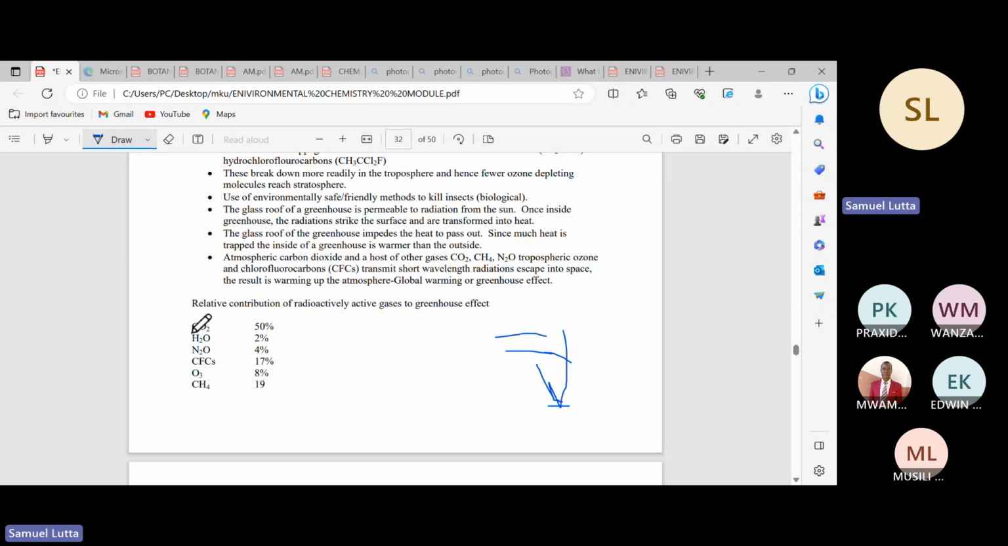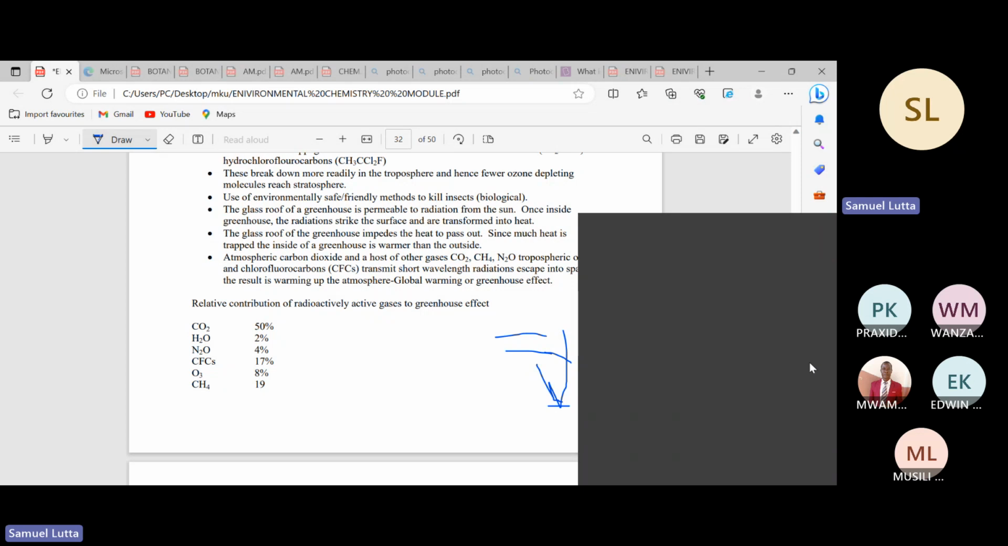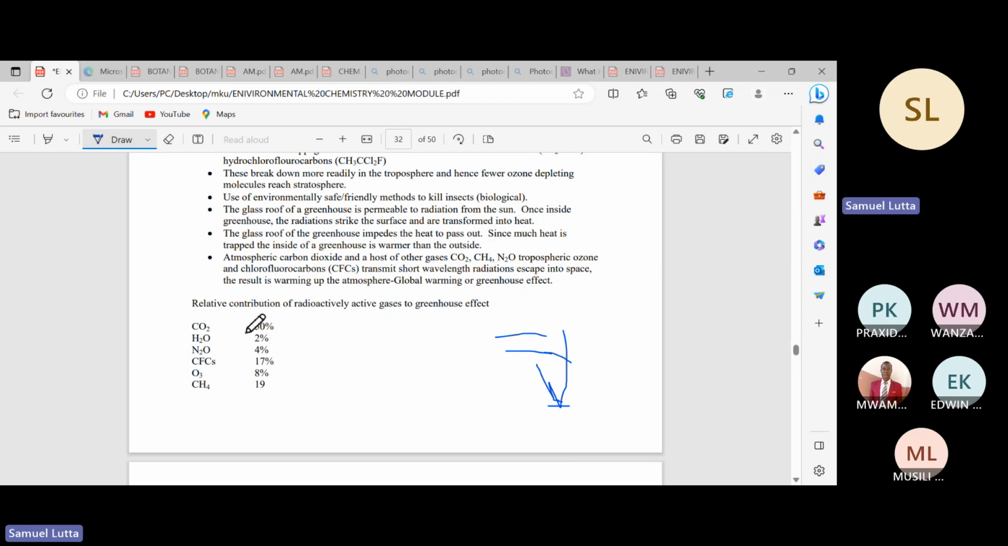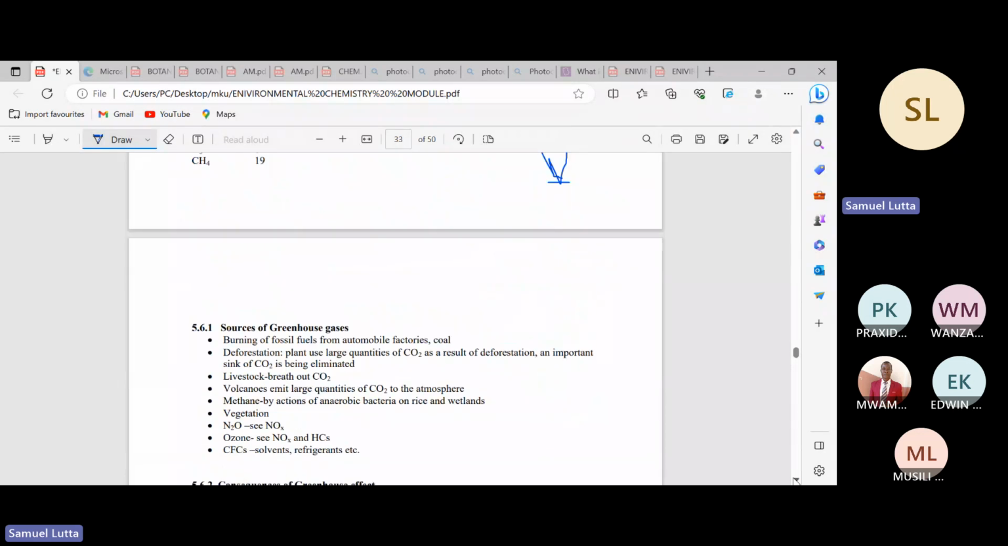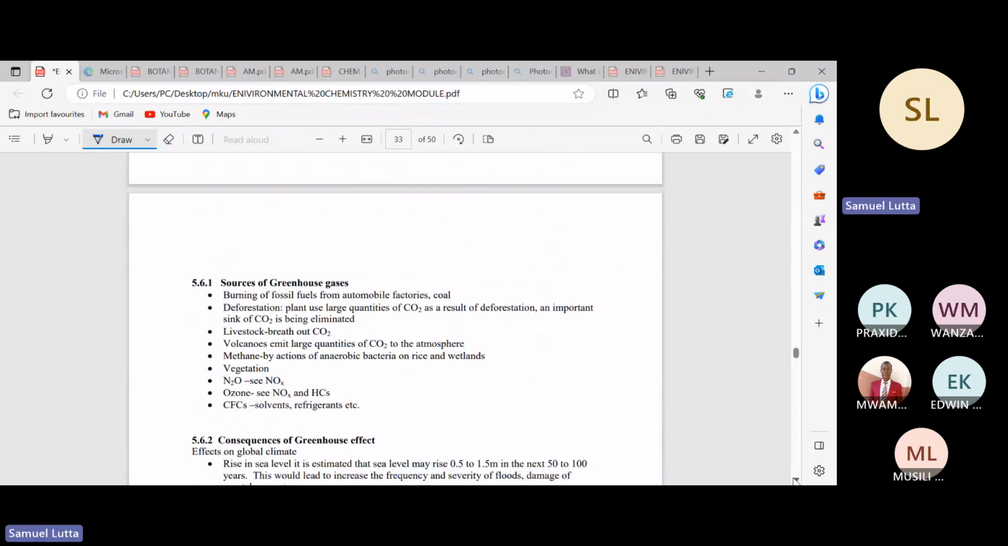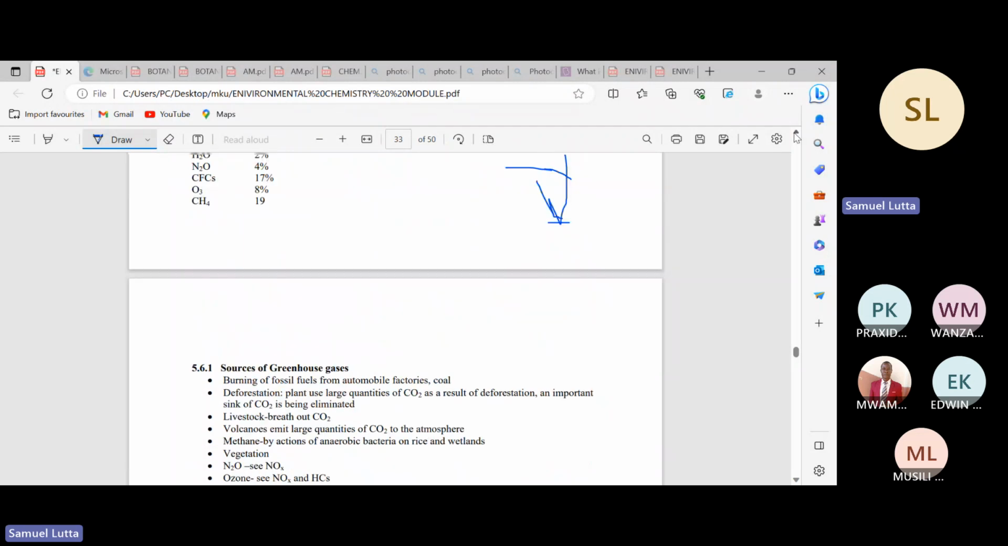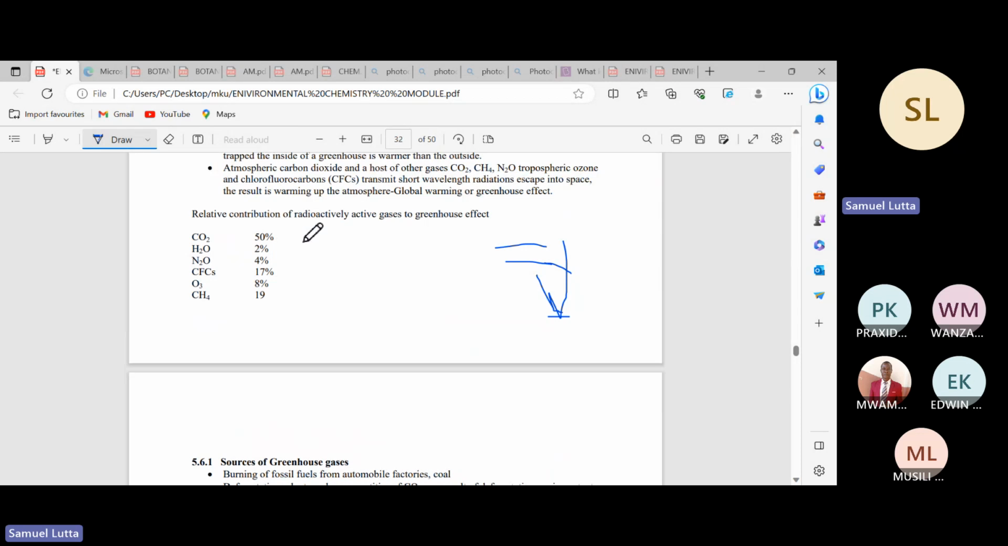So the major one of these gases is carbon dioxide. I think you have heard people talking about global warming. Global warming is normally caused mainly by carbon dioxide, and these are the other gases which will cause the same. So there are sources of these gases. Sources of carbon dioxide, we know we get it from automobile emission and combustion of charcoal. Nitrogen dioxide, we talked about the source, also fuel. CFCs, we have said the source.